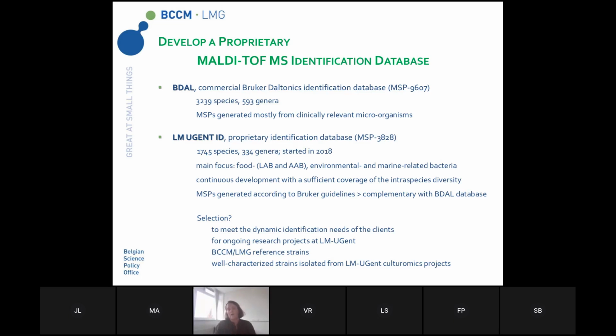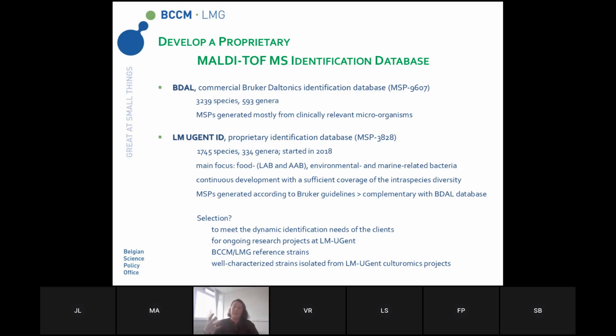Now, how are these strains selected, or what is our rationale for that? We want to meet, as I said before, the dynamic identification needs of our clients. So if, for instance, a novel customer comes to us for certain identification purposes, we can adjust our database settings or add novel entries to the database to make sure that we can provide good quality identification results. We have those ongoing research projects, as I mentioned before.